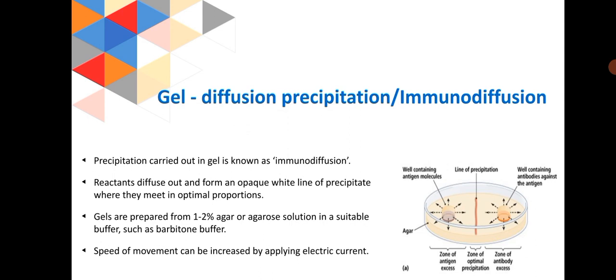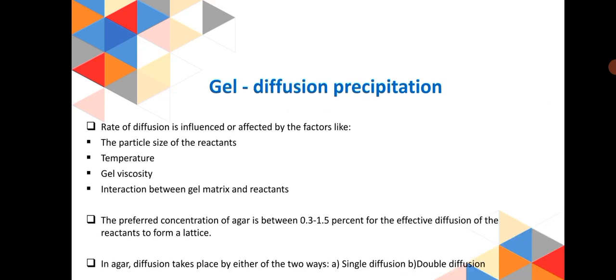Gel diffusion precipitation, also known as immunodiffusion. The precipitation carried out in gel is known as immunodiffusion. Reactants diffuse out and form an opaque white line of precipitate where they meet in optimal proportions. Gels are prepared from 1 to 2% agar or agarose solution in a suitable buffer such as barbitone buffer. Speed of movement can be increased by applying an electric current. The rate of diffusion is affected by factors like the particle size of the reactants, temperature, gel viscosity, and interaction between gel matrix and reactants.